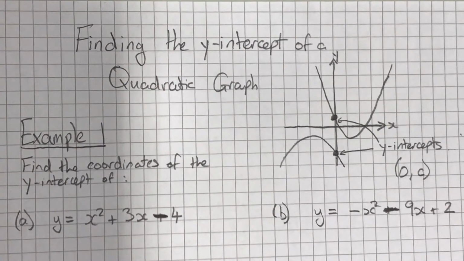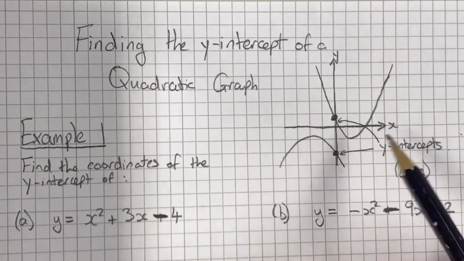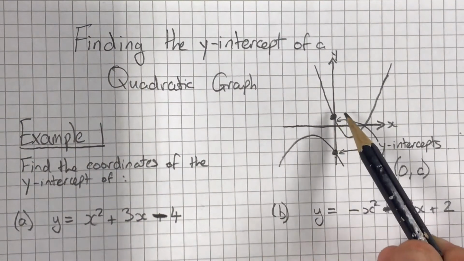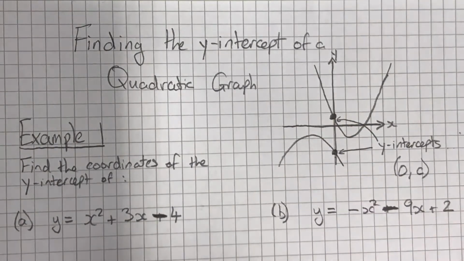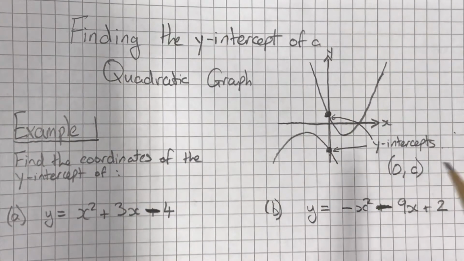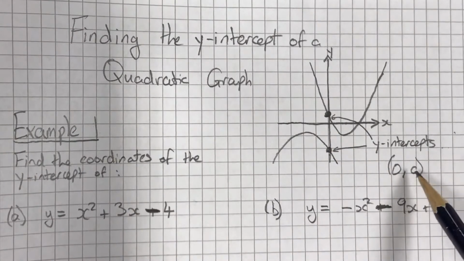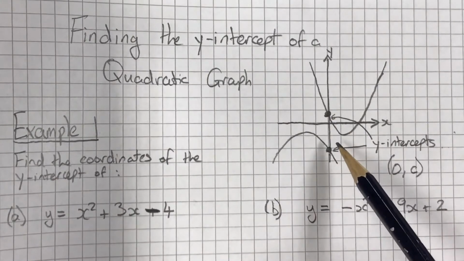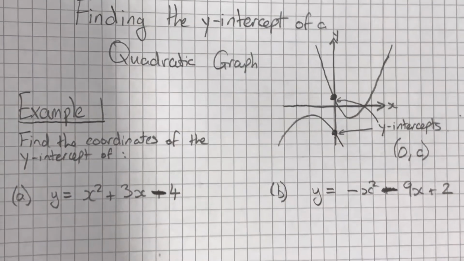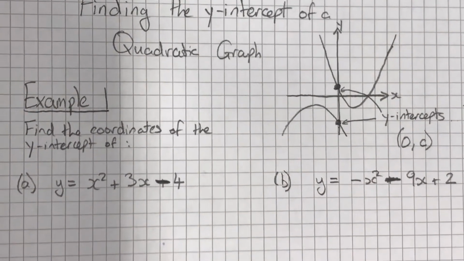In this video, we're going to be finding out how to find the y-intercept of a quadratic graph. What that means is we're trying to find out where the quadratic graph is cutting the y-axis. Now, all of these coordinates should be of the form (0, c), where c is just whatever coordinate it's crossing at. Now, sometimes we don't have the graph given to us, so we can't just read directly from the graph. What we need to be able to do is read it from the equation instead.